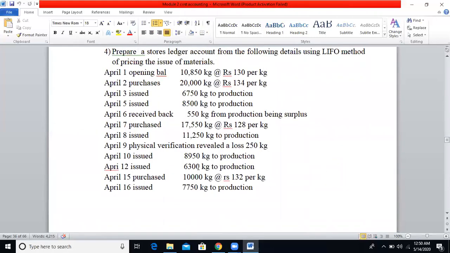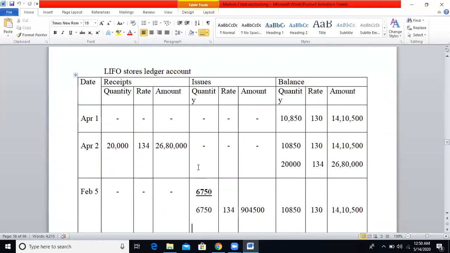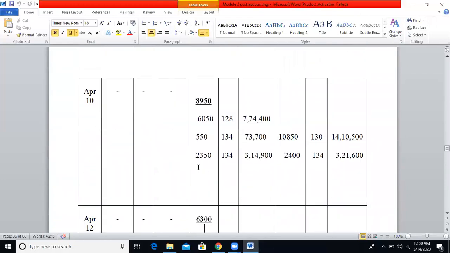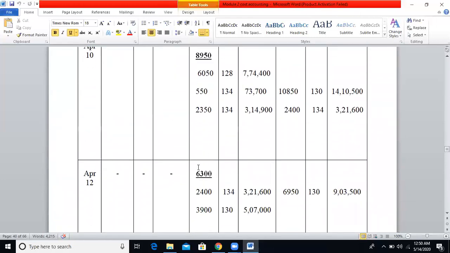The next transaction is April 12th. Once again we are making an issue, that is 6,300 kg to the production department. April 12th. 6,300 units we are issuing. So see the last balance prevailing in the balance column. We are having 2,400 units. First you will issue this. So 2,400 units at what price? At the rate of last purchase price, that is 134. So 2,400 into 134, you will get 3,21,600. So out of 6,300 units, we have issued only 2,400 units.